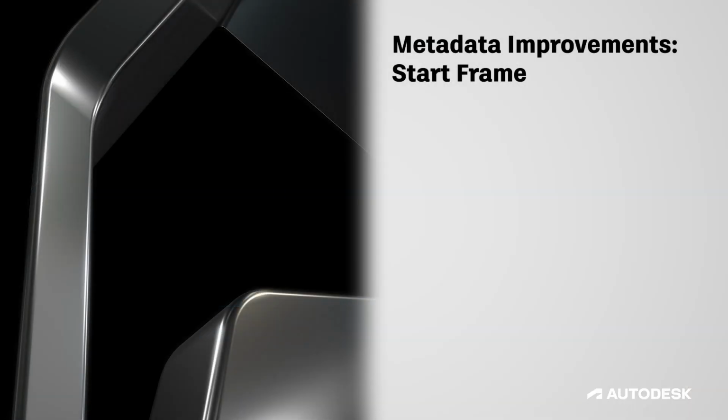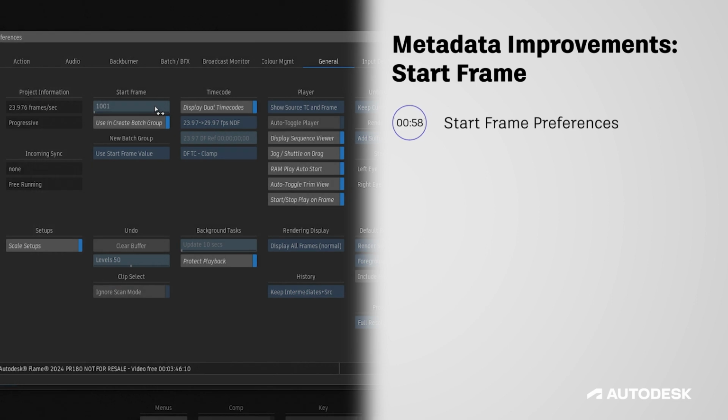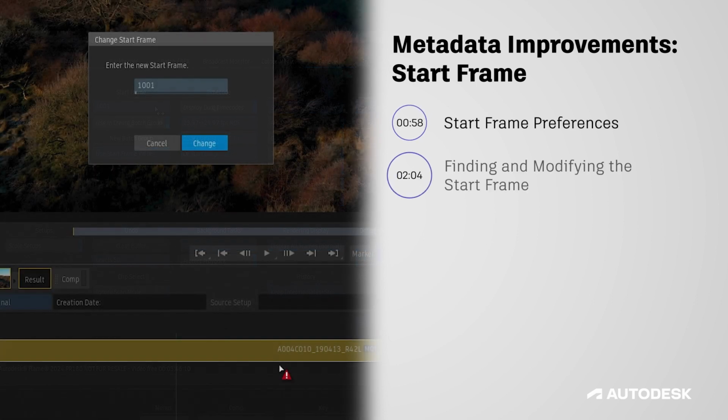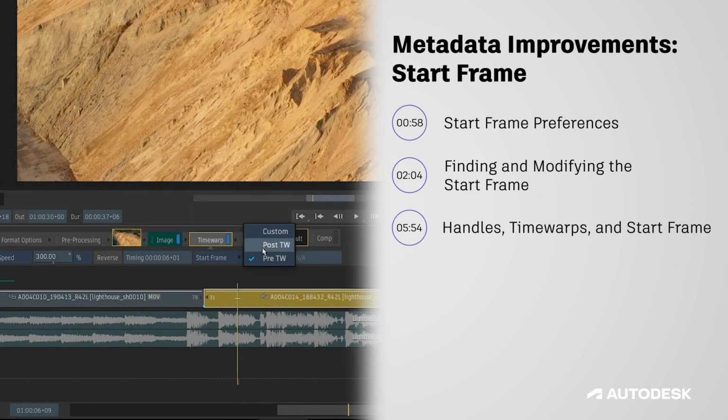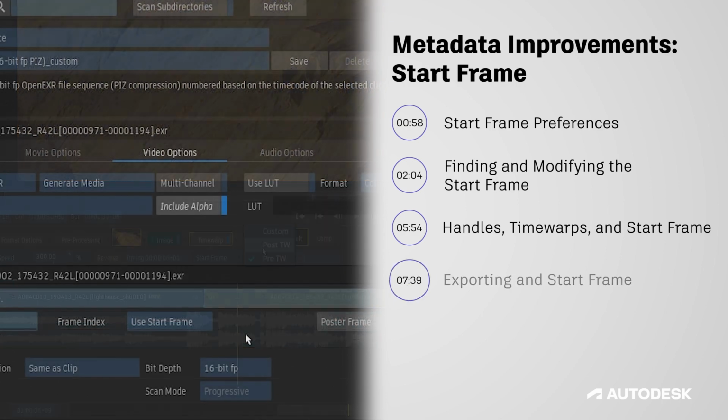In this video, we'll be going over where and how the start frame field has changed, how to modify the start frame in the timeline, on the desktop, and in batch, how handles and time warps are affected by the start frame, and finally, how all of this affects exporting your media.